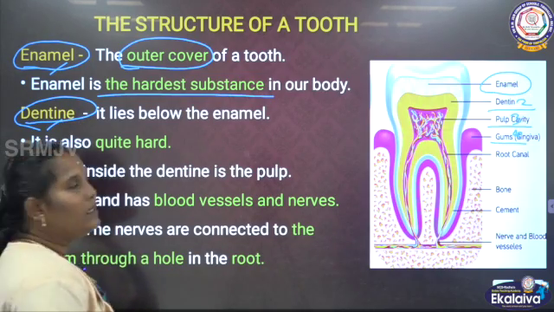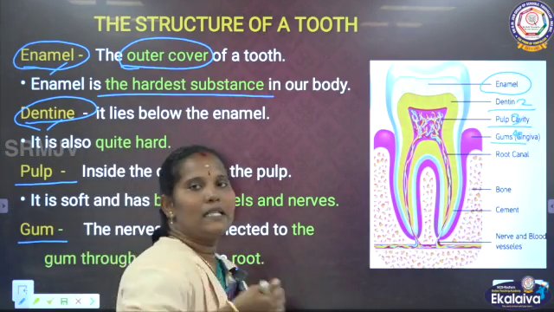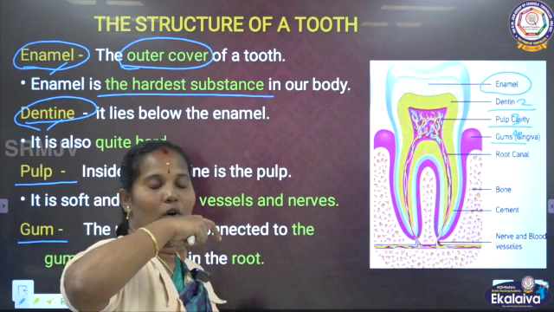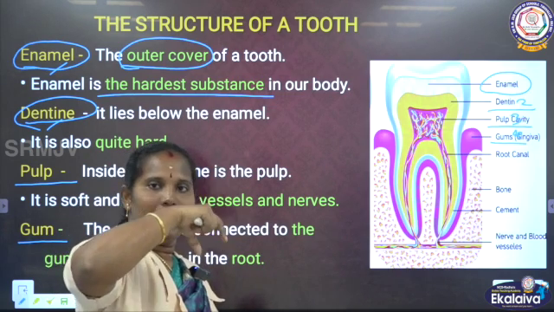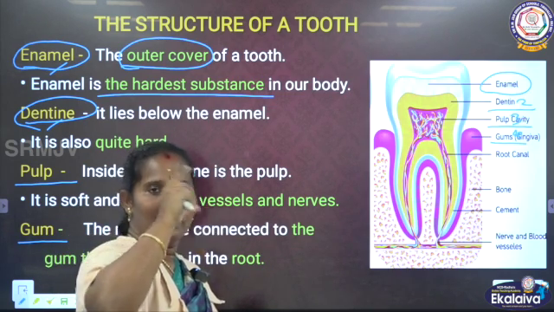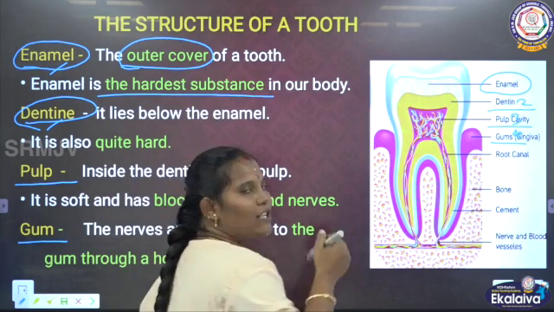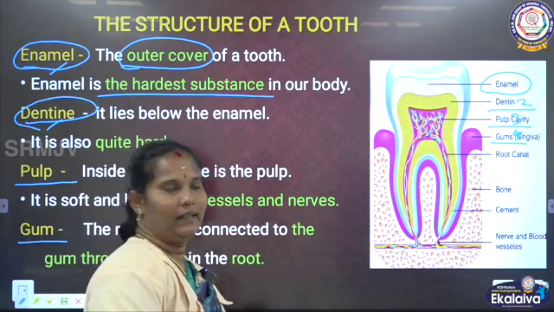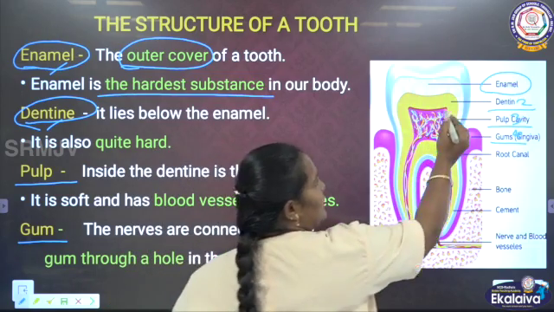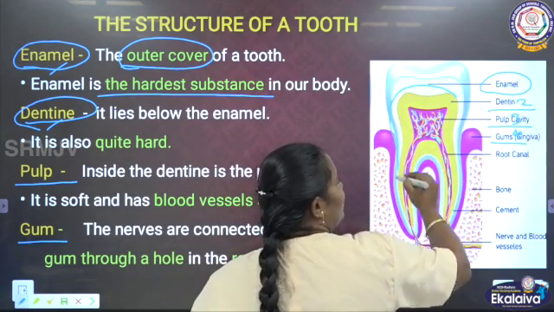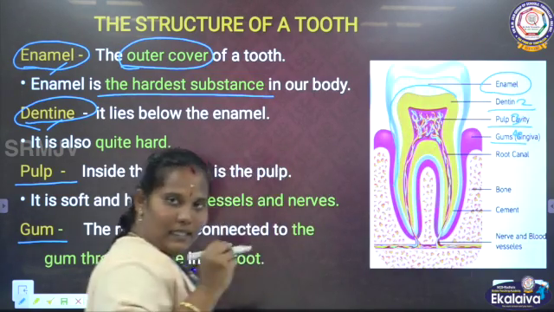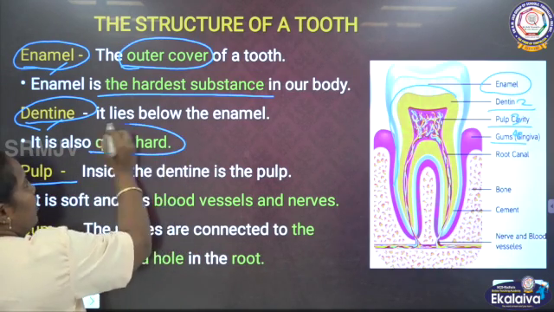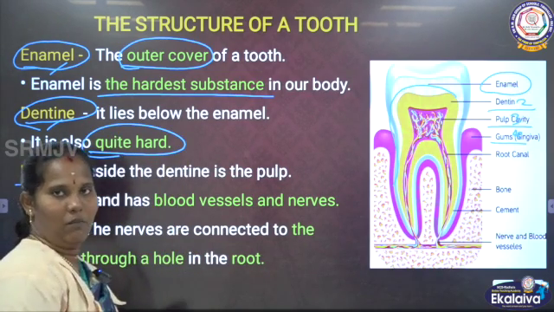What is dentine? I told you that our tooth has an outer cover. There is something inside the cover. That thing is called the dentine. Actually, we can see the white part of the tooth, that is called the dentine. Clear? See, this is the dentine. We can see it here. This dentine is also a very hard substance in our body.